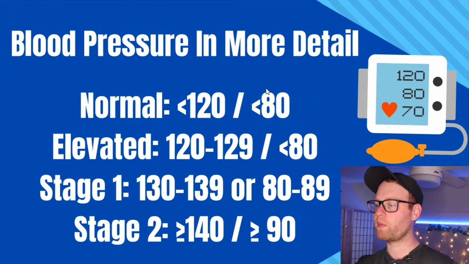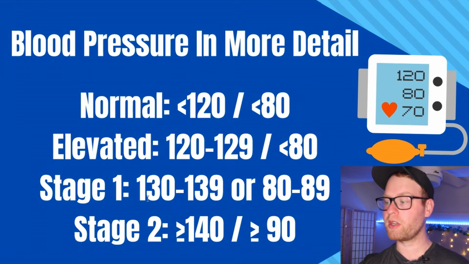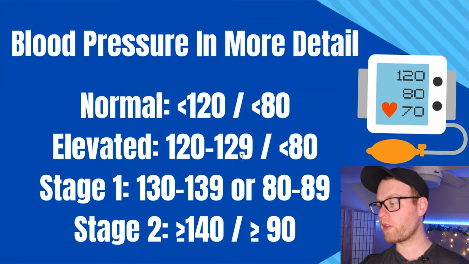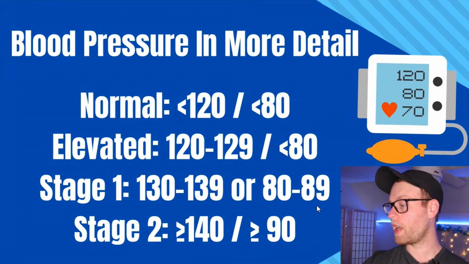and normal blood pressure would be under 120 over under 80. And whenever you're looking at blood pressure, the first number or the top number is systolic and the bottom number is diastolic. Elevated blood pressure would be anything from 120 to 129, and you'd still have to be under 80 with the diastolic number. Next up, you have stage 1 hypertension. Hypertension meaning high blood pressure, and anything from 130 to 139 being the top number, or 80 to 89 being the bottom number, that would put you at stage 1 hypertension.